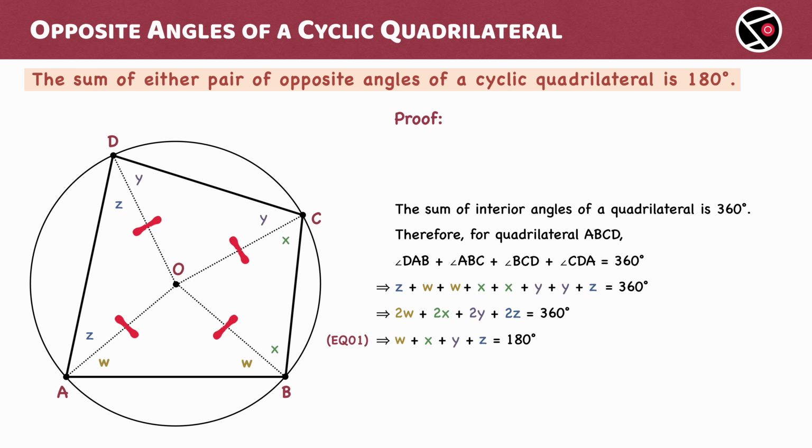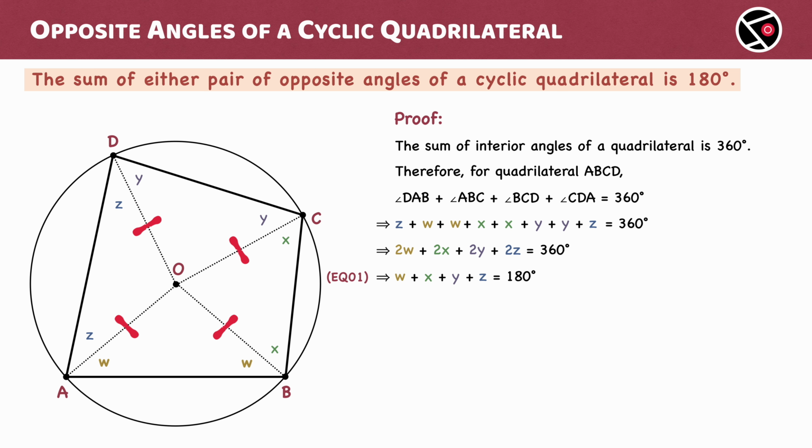Moving further, we now look at the sum of opposite interior angles of quadrilateral ABCD. Angle DAB plus angle BCD becomes Z plus W plus X plus Y. Rearranging the terms, we get W plus X plus Y plus Z. Angle DAB plus angle BCD equals 180 degrees.